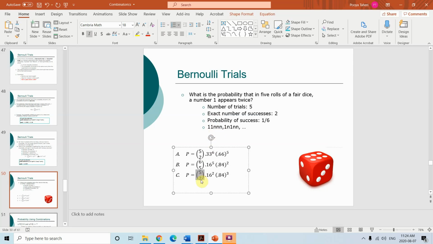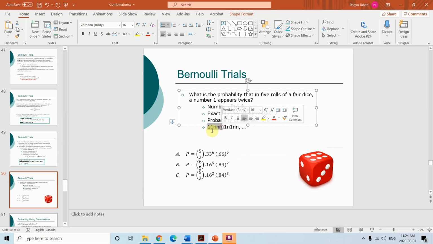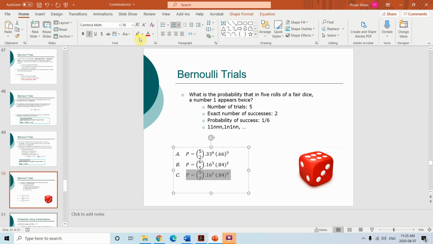So that's going to be 5 choose 2. And for each of these sequences, the probability of a 1 is 0.16 or 1 over 6, and it has to happen twice, so that's why it is raised to power 2. Then the probability of not having a 1 is 0.84, which is 1 minus this, and it has to happen 3 times, so that's why this becomes the answer.